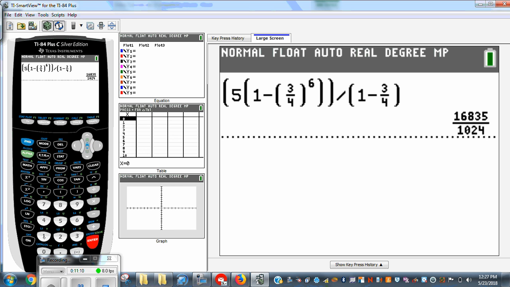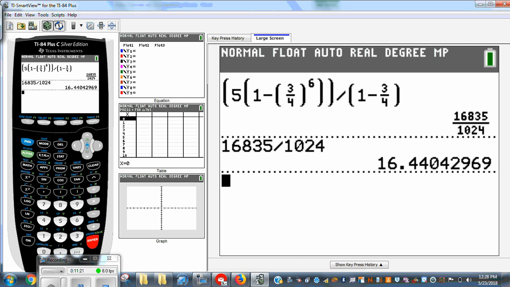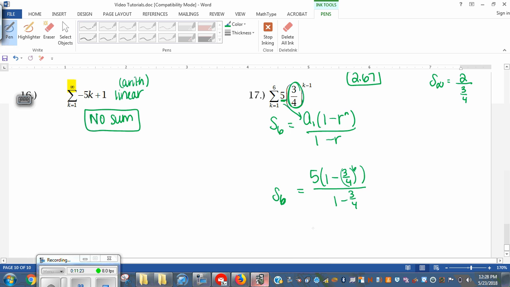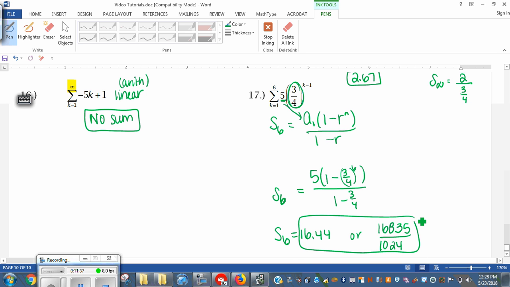And if you want to get what that is as a decimal, 16,835 divided by 1024, 16.44. There you have it.